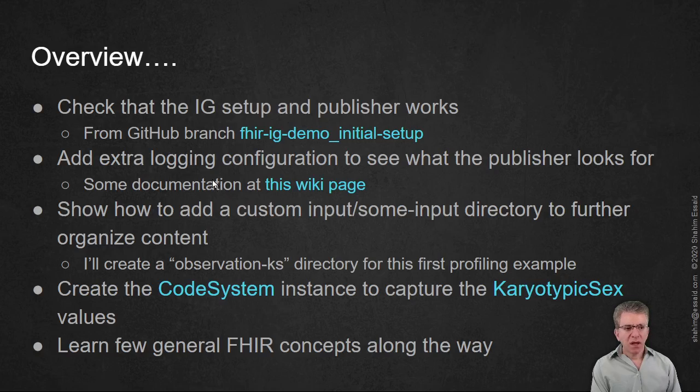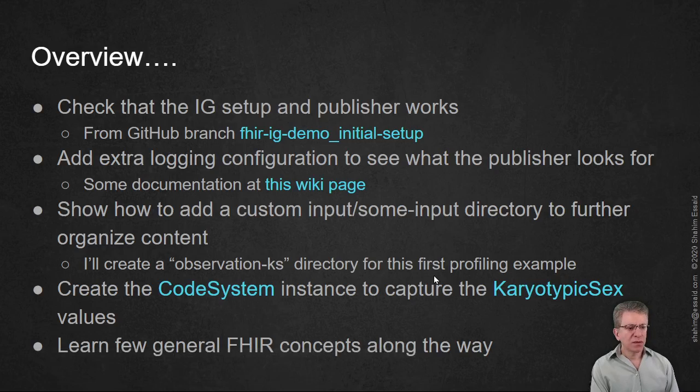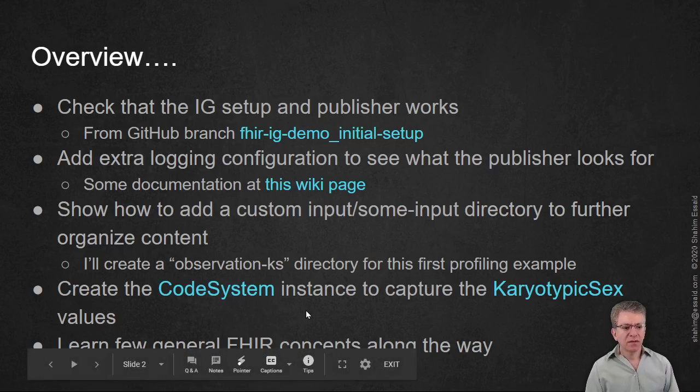I'll show how to add some extra logging information and look at that output, because it's useful to know what the publisher assumes about your directories. And then we'll create a custom directory in addition to the default directories that the publisher uses. We'll name it observation-ks to contain all the files that we're going to create for this first profiling example. It's easier to see them in one folder because content will increase gradually in that repository. And then I'll create the code system for the characteristic 6 example that I mentioned in the last video.